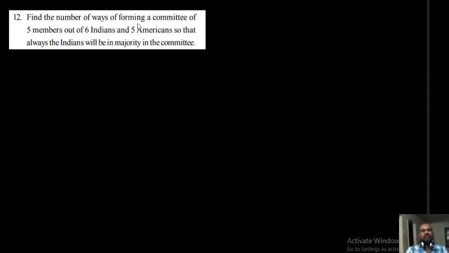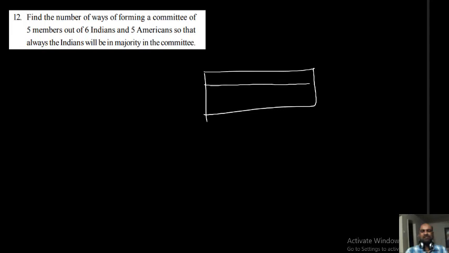Find the number of ways of forming a committee of 5 members out of 6 Indians and 5 Americans, so that always the Indians will be the majority in the committee. So you want a committee of 5. Indians are 6, Americans 5. You want to make a committee of 5, and Indians should be the majority. So 1 American means 4 Indians. 2 Americans means 3 Indians. 3 Americans means 2 Indians.